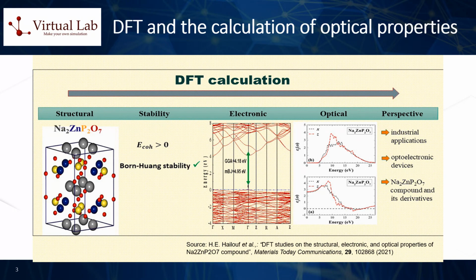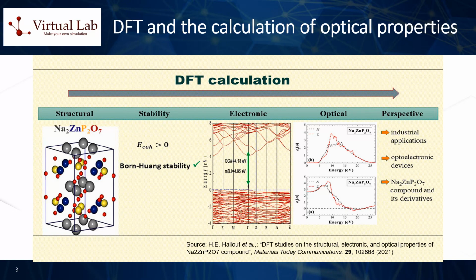Density functional theory, or DFT, is a computational technique used in physics and chemistry to investigate the electronic structure of many-body systems. This quantum mechanical modeling method is used to investigate the ground state of a quantum system. DFT can be used to calculate various properties of materials, including their optical properties.